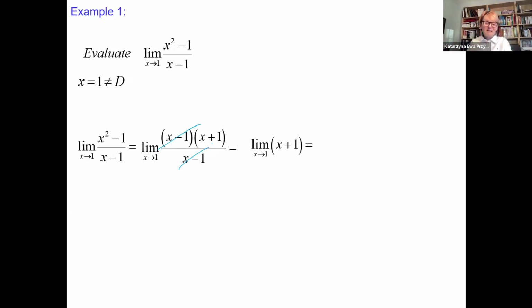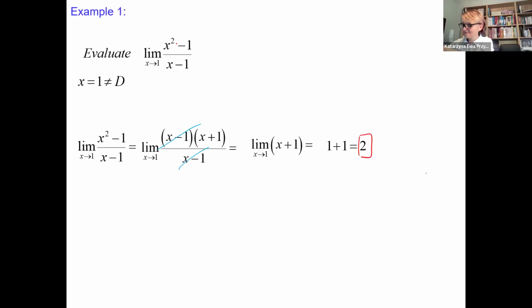And we just end up with the simple linear function, x plus 1. X plus 1 is defined at 1, so then we can use direct substitution, and the final answer is 2. But we still have to know this is the limit for this function.